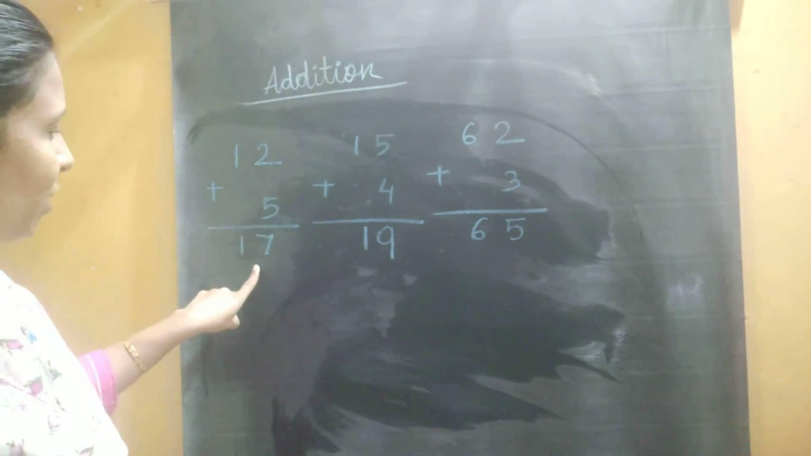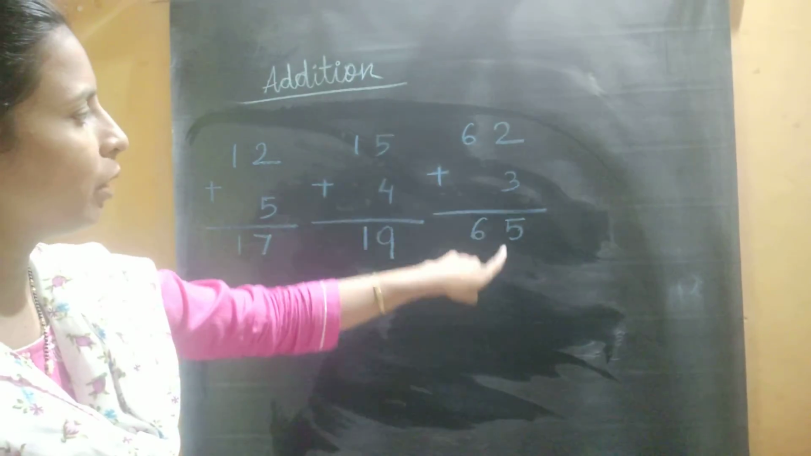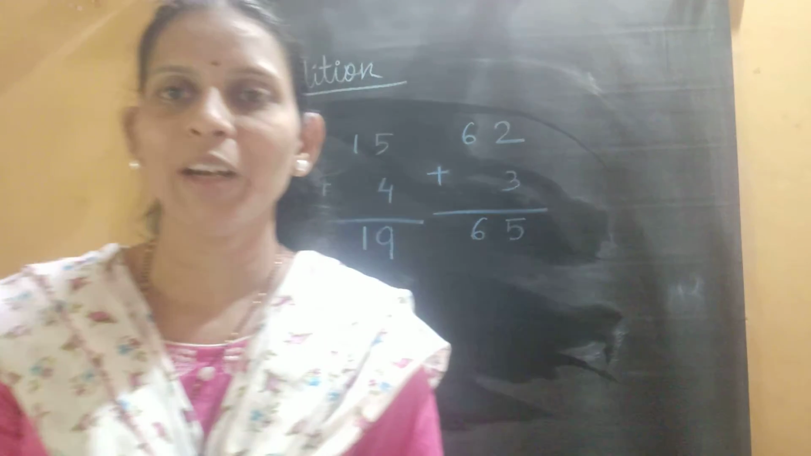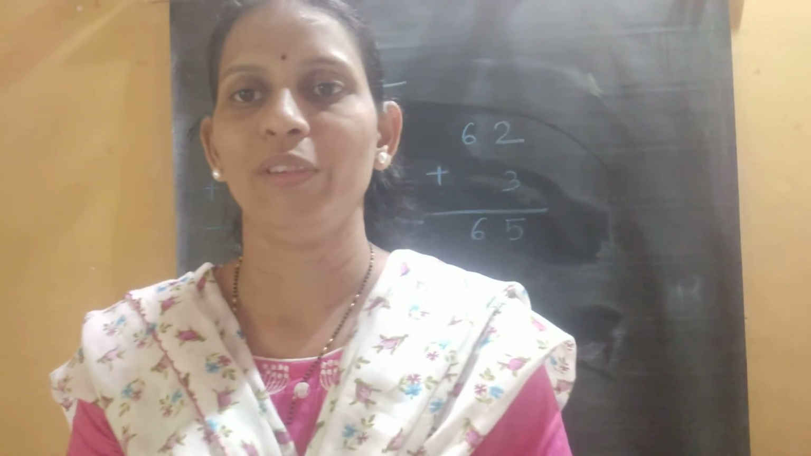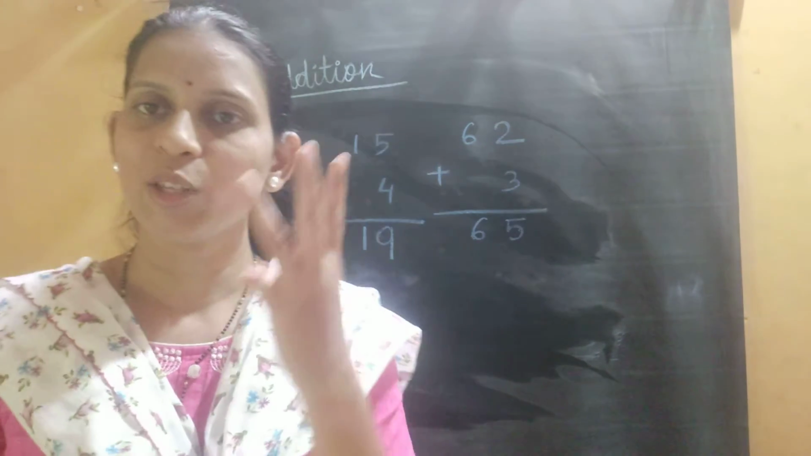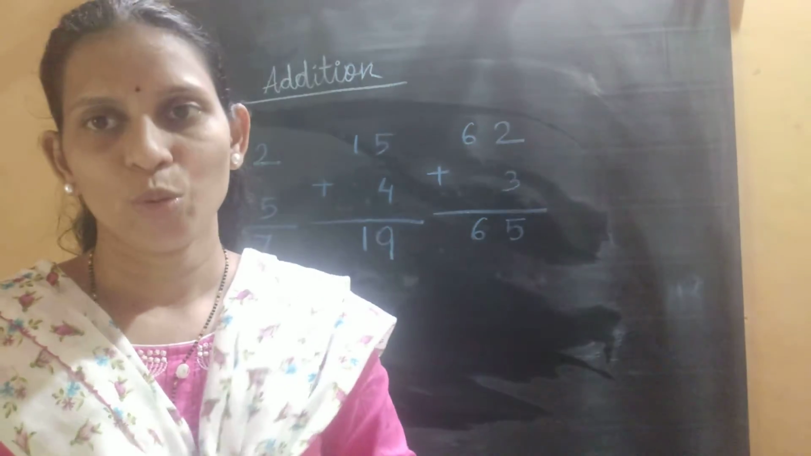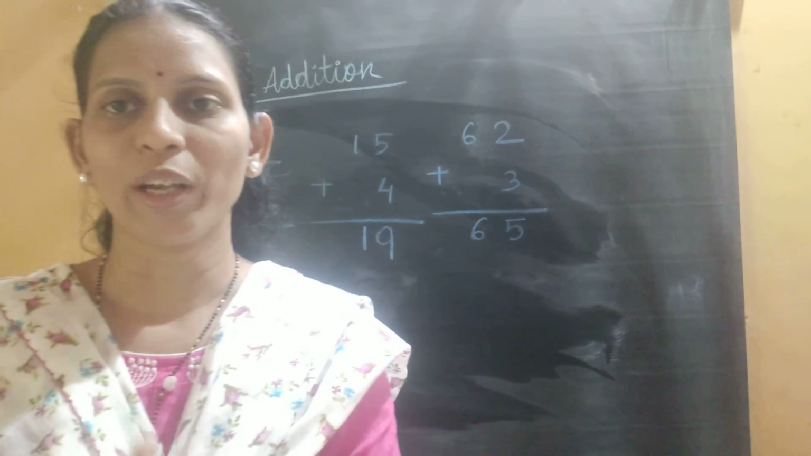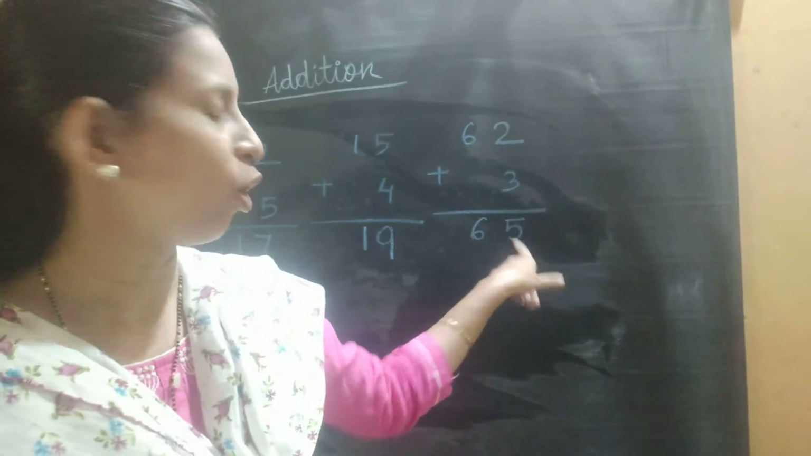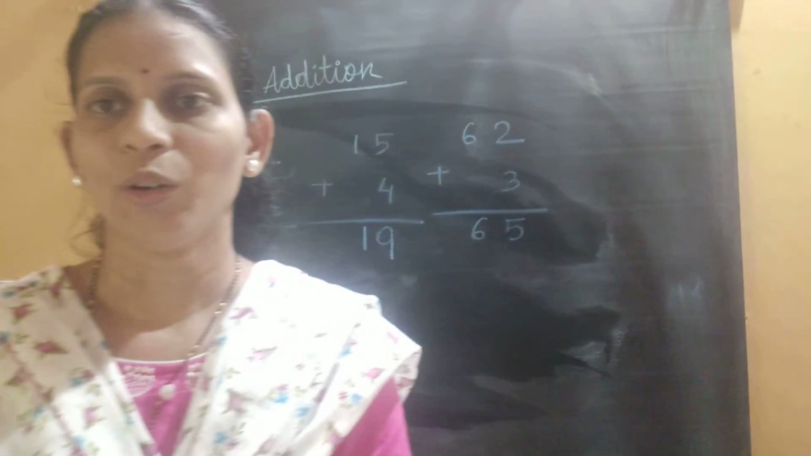12 plus 5, 17. 15 plus 4, 19. 62 plus 3, 65. So students, what to remember? You only have to count forward. Whichever is the smaller number, that many fingers you have to take, and then you should do addition. So students, instead of drawing those lines, counting forward is the easy method. Did you understand, students? Okay.